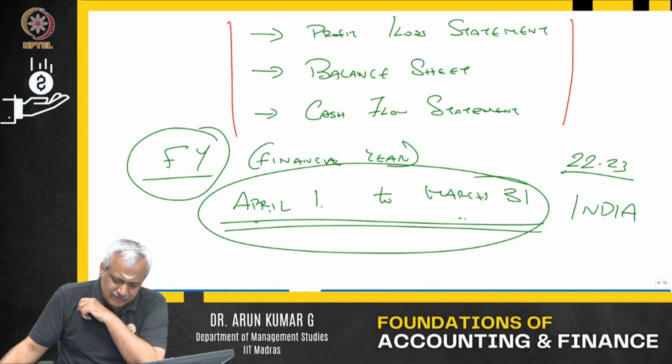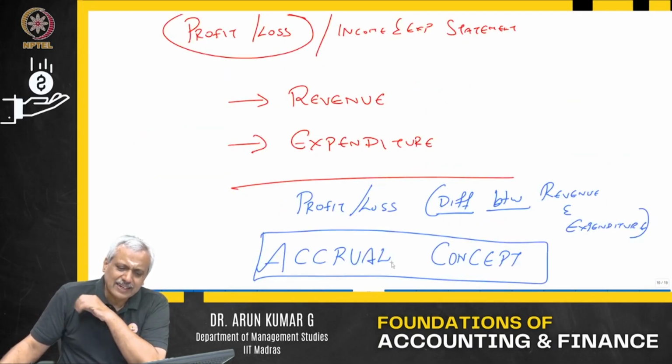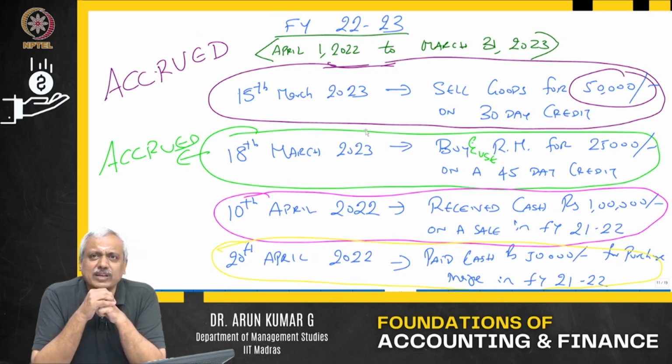what is a financial year. We did talk about the contents of the income statement, that is our income and expenditure statement, as revenue and expenditure, as you can see on the screen out there. We did talk about accrual concept. For explaining accrual concept, I did take some examples also.